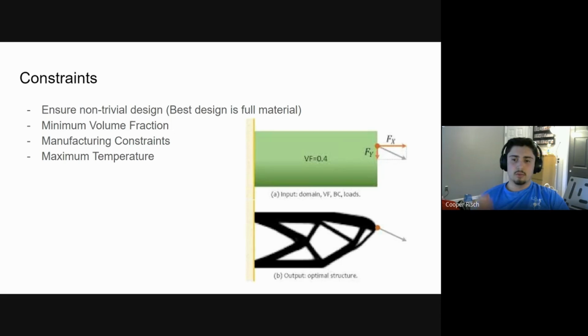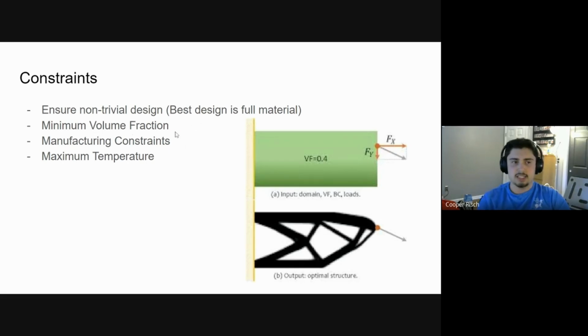So we're not looking for that when we're running this optimization, because we know that's the optimal design. That's our trivial design. And when we don't want to use a lot of material and we want to save weight, this isn't going to help us. So what we do is use what are called constraints. These are going to allow us to get that non-trivial design that you see down here, where a lot of material is removed.